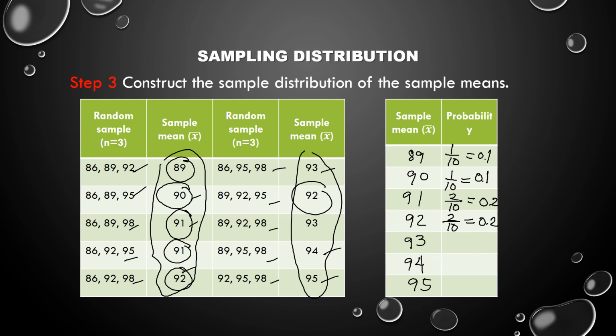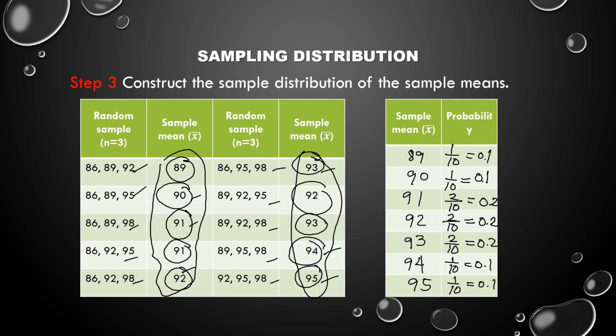Next, we go for 93. In 93, we have this 1 and 2. And that will be again 2 out of 10, so this will be 2 over 10. That is equal to 0.2. Now for 94, we only have 1. So this is 1 out of 10, or this is equal to 0.1. And lastly, we have our 95, which is only 1. So we have 1 out of 10, or this is equal to 0.1.